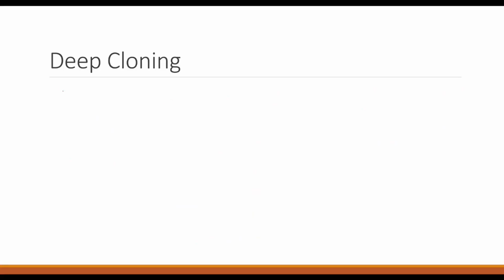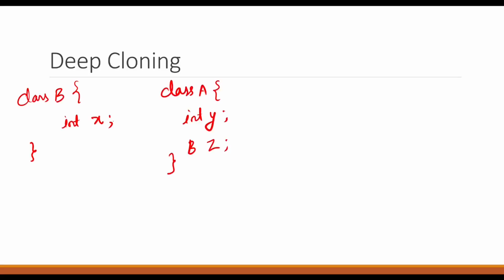Now let's suppose we take another example. I have an object called B, which is of class B. So here I have two types: one is class B and one is class A. Class B has one property inside of it, which is X, and A has two properties inside of it. One is the primitive type property Y, and another is a user defined type Z, which is of type B.